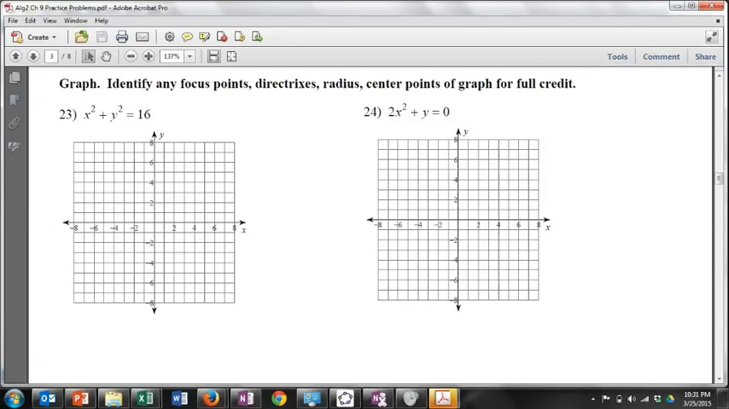Okay, let's continue on. We're going to do some graphing now. This is a circle. The center is at 0, 0. The radius is equal to 4. Square root of 16 is 4. So I'm going to plot out my points there, and I'm going to just kind of sketch out a circle there. Pretty bad circle, but you get the idea.